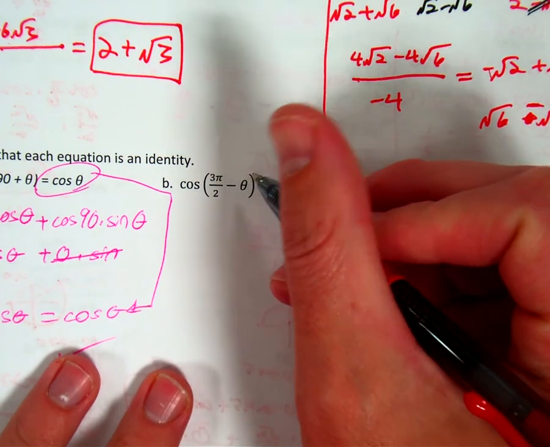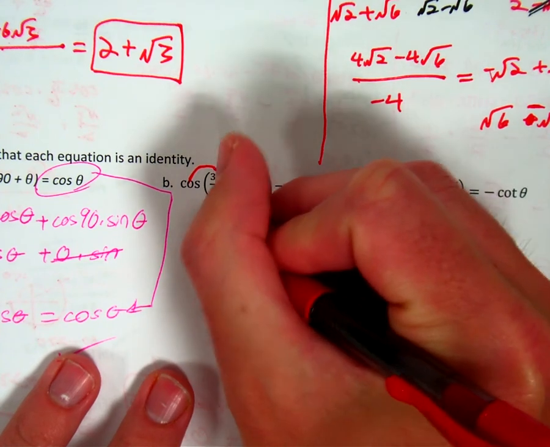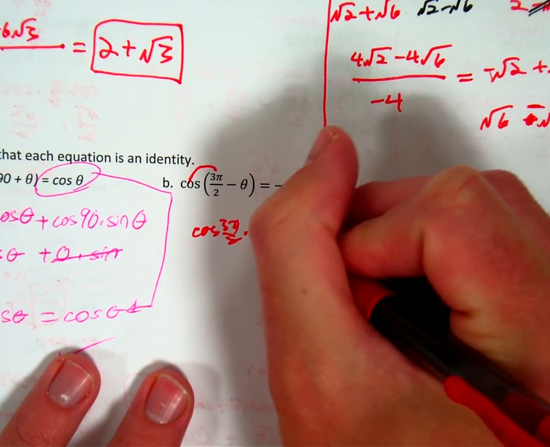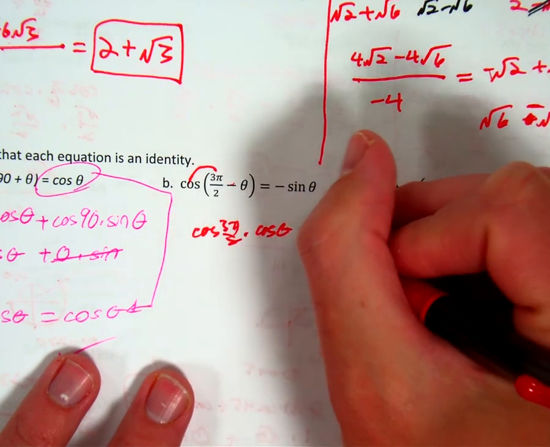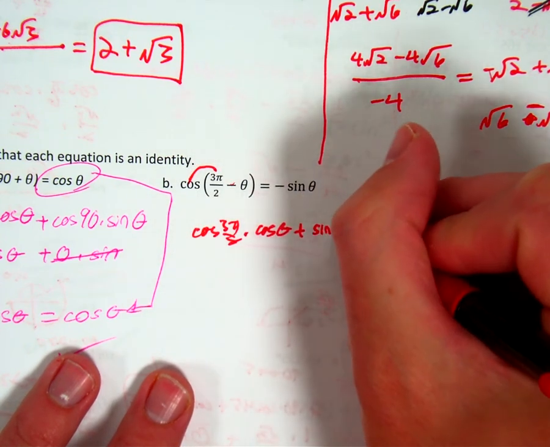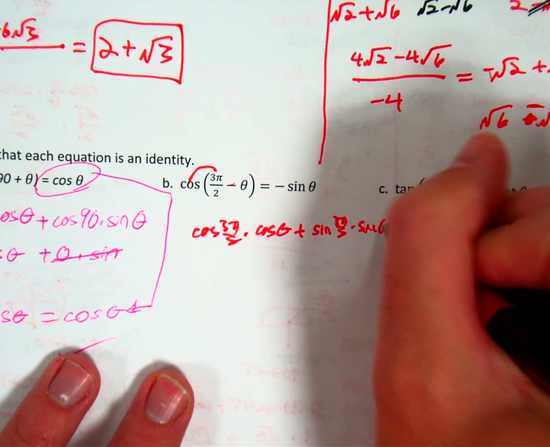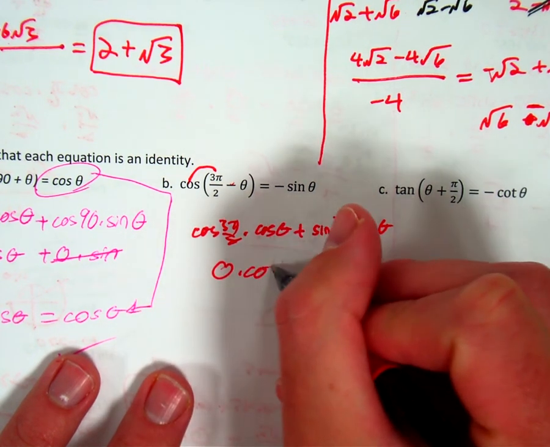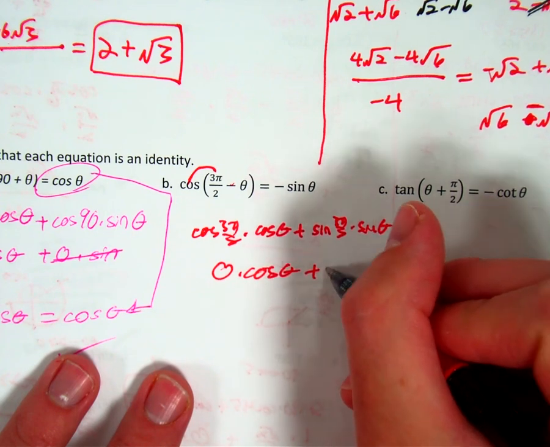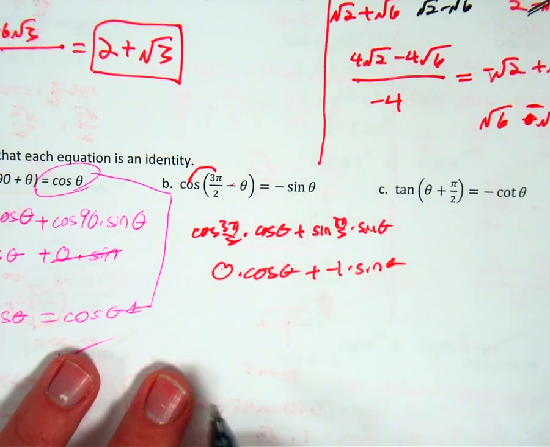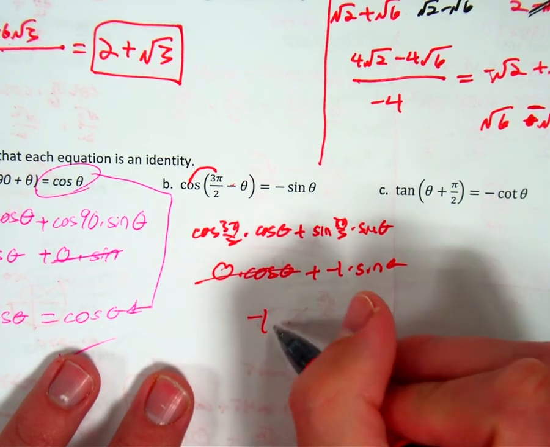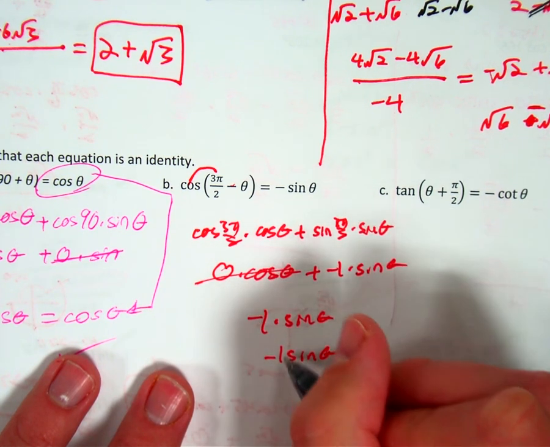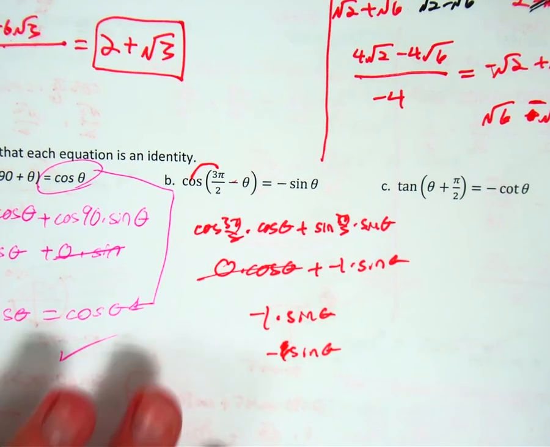And let's see how we did here. We got cosine of 3 pi over 2 times cosine theta. And it's a minus, so the cosine ones are opposite, so plus sine 3 pi over 2 times sine theta. Cosine 3 pi over 2 is going to be 0. Sine 3 pi over 2 is negative 1. So 0 times that. Then we got negative 1 times sine theta. Negative sine theta, that's what we were looking for. You don't need the 1, just a negative.